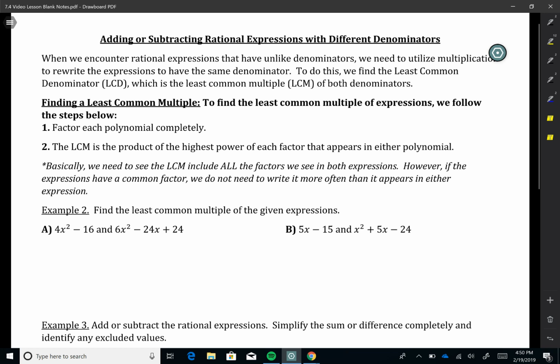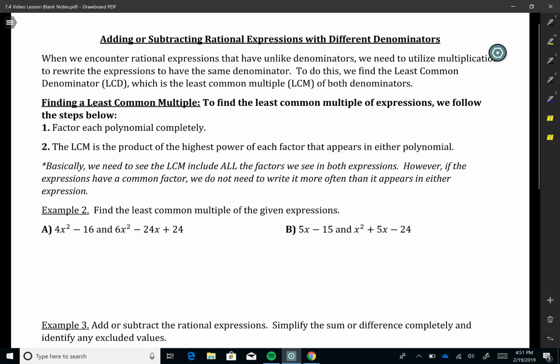Okay, so first of all, I'm going to read this paragraph, which is just what I was talking about. When we encounter rational expressions that have unlike denominators, we need to utilize multiplication to rewrite the expressions to have the same denominator. To do this, we find the least common denominator, which is also known as the LCD, which is the least common multiple, also known as the LCM, of both denominators. So here are some steps to finding the least common multiple, and we're going to do a couple examples of just doing that. But I feel like once we do the actual addition, it'll make a little more sense why we are doing what we are doing.